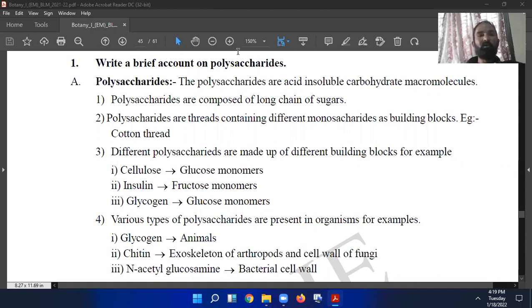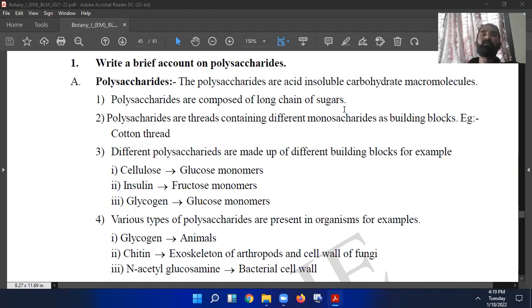So actually the polysaccharides are nothing but sugar molecules. Those sugar molecules are attached with each other to form a long chain-like structure of the sugar molecule, which is called polysaccharides. Actually these polysaccharides are acid insoluble carbohydrate macromolecules. It is mainly made up of a long chain of sugars. So this is the first point regarding it. All the polysaccharides are mainly composed of a long chain of sugars.